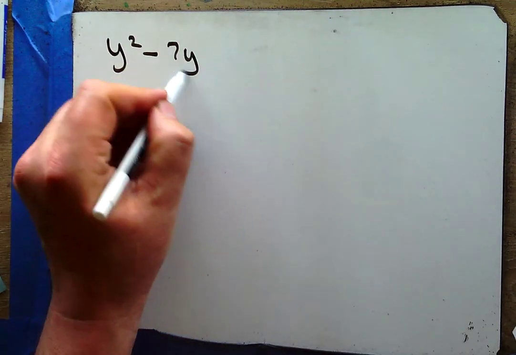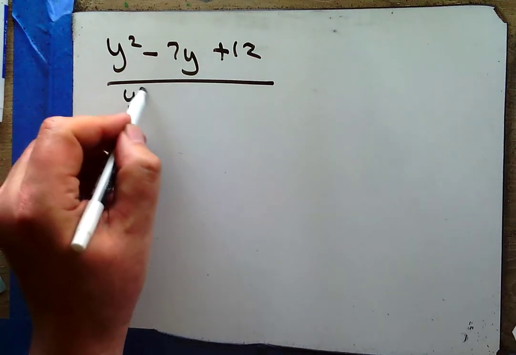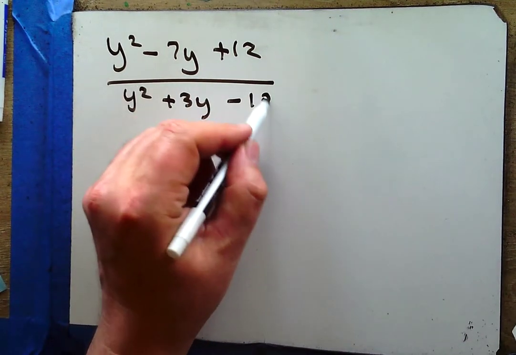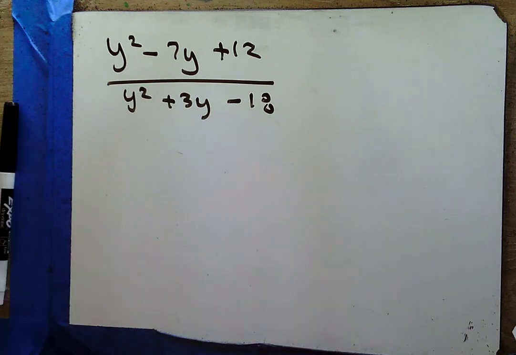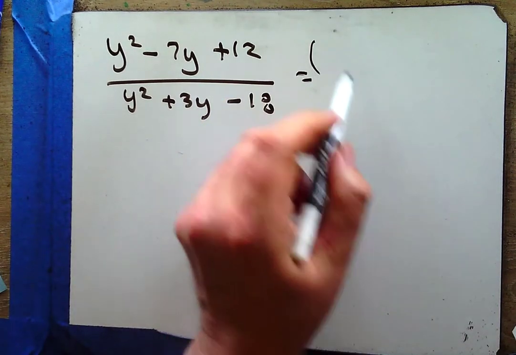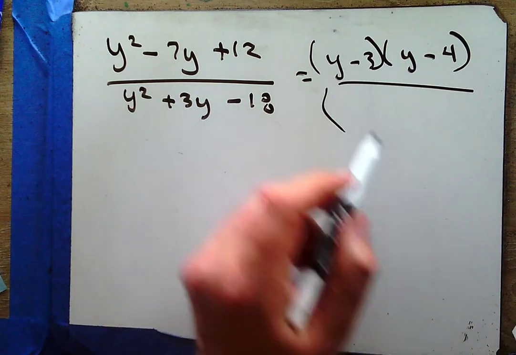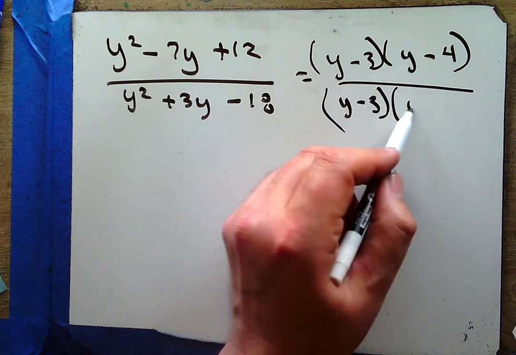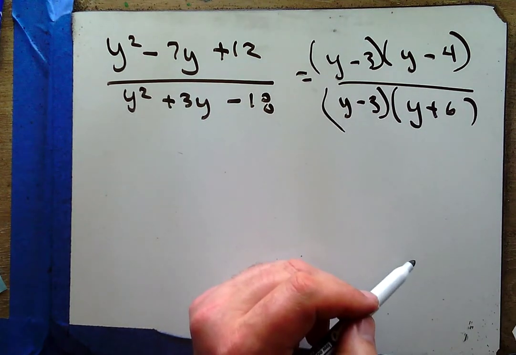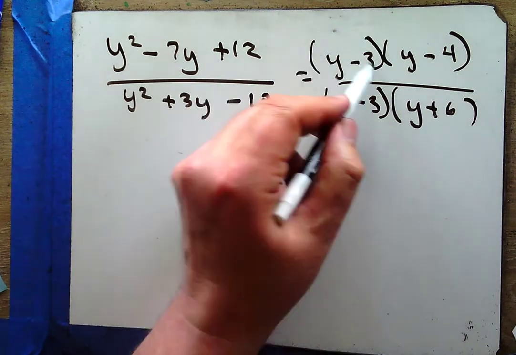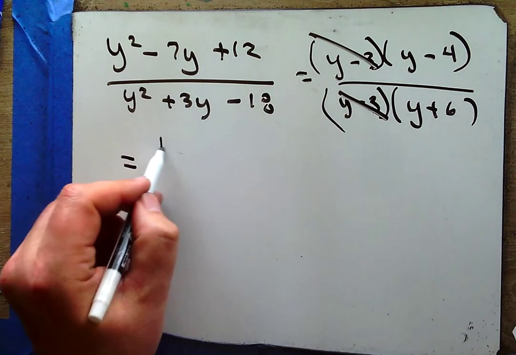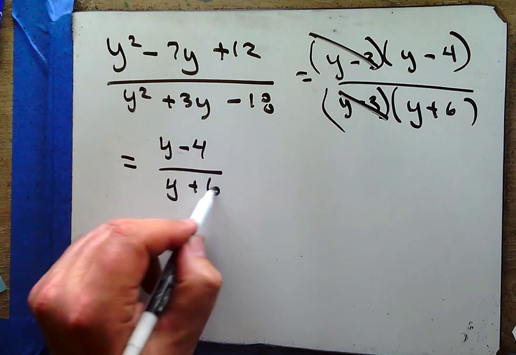Y squared minus 7y plus 12 over y squared plus 3y minus 18. So what can we do here? All right, so if I factor the numerator, I have y minus 3 times y minus 4. And if I factor the denominator, I have y minus 3 and y plus 6. Okay, now what? That's right, cancel those out. And so our simplified version is y minus 4 over y plus 6.